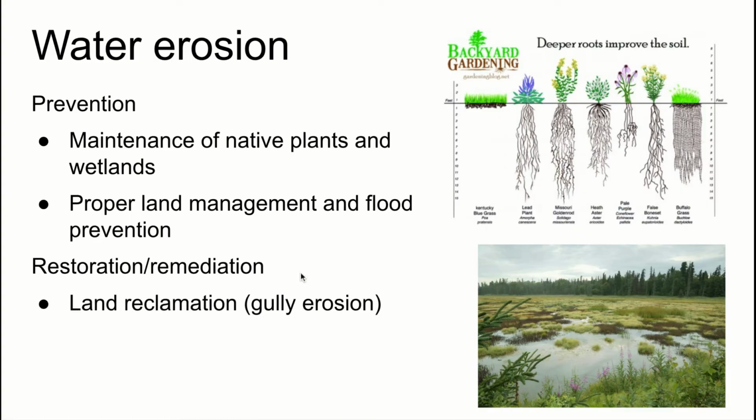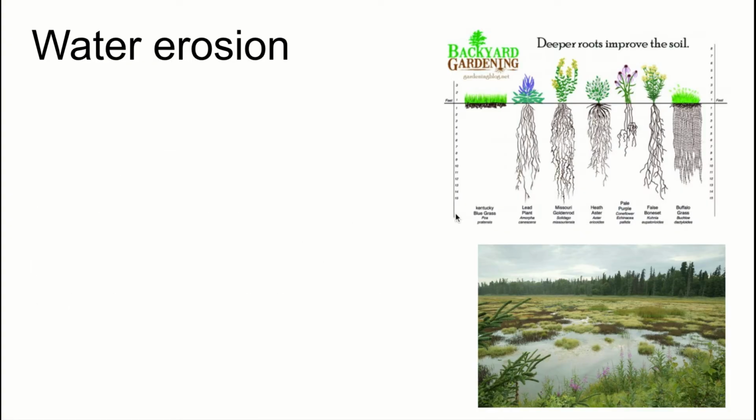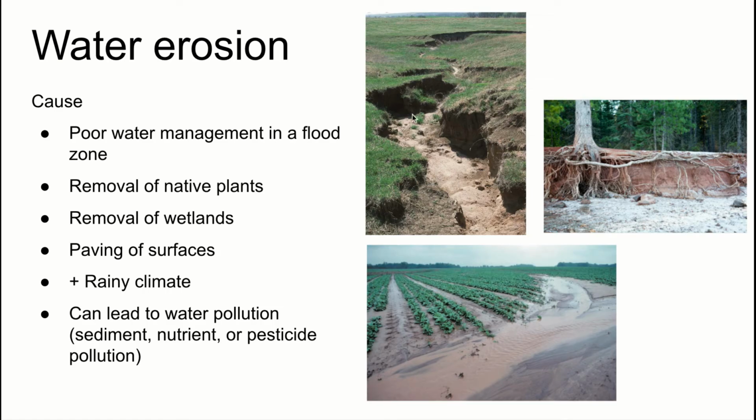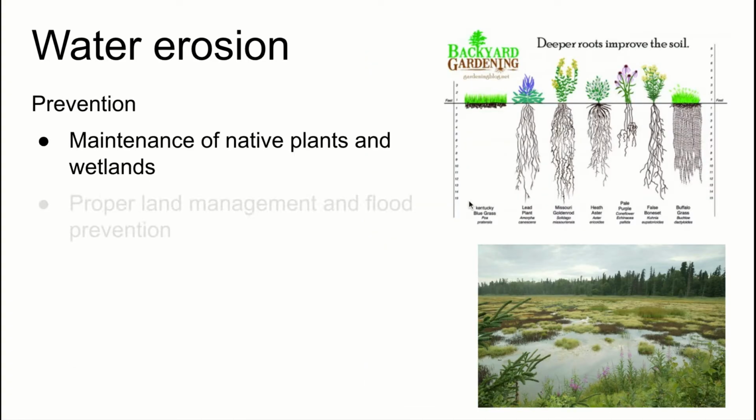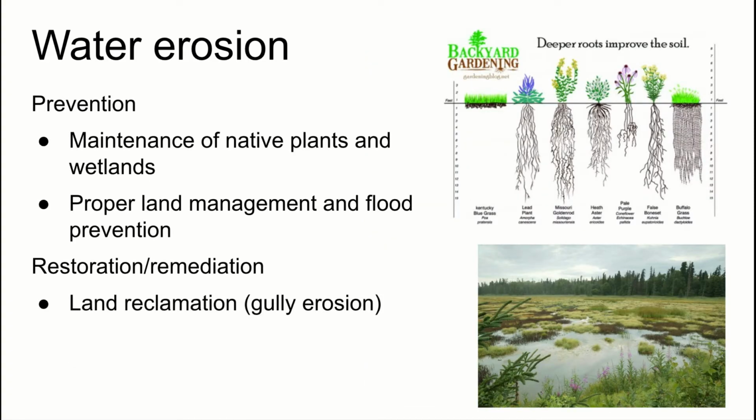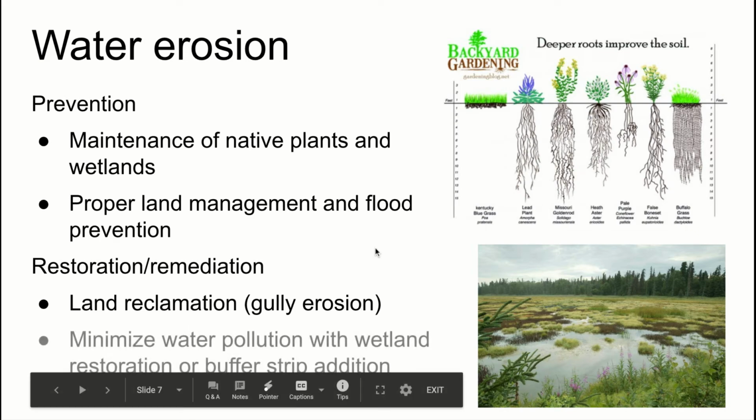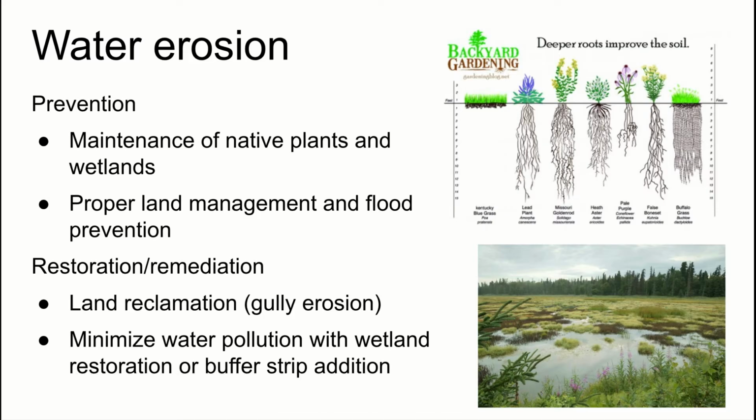So that picture I showed you before, this one, again, this is gully erosion. I'll show you that term in a sec. So these deep gullies that are formed from season after season of water erosion, those need to be reclaimed. So we need to fill in that land, essentially. We also need to think about how to minimize our water pollution.